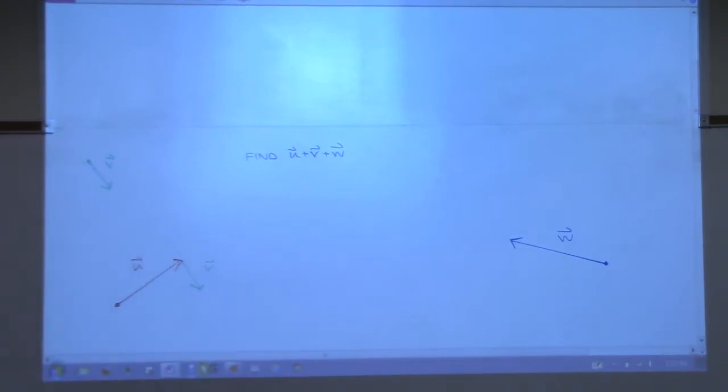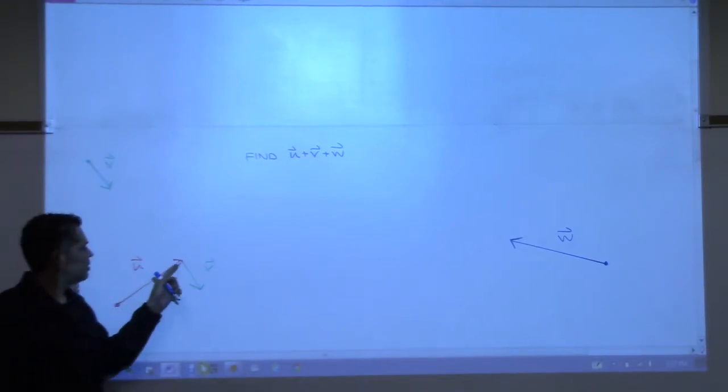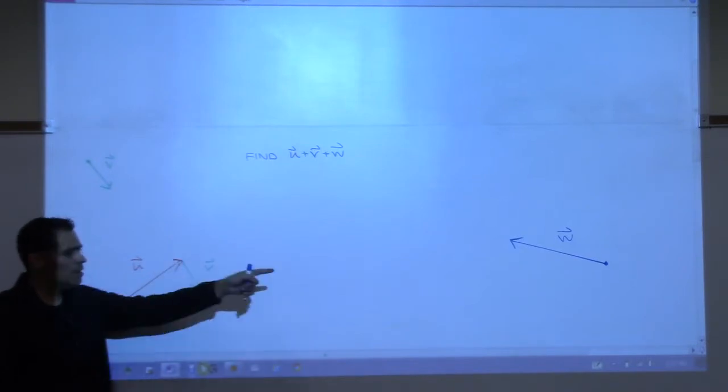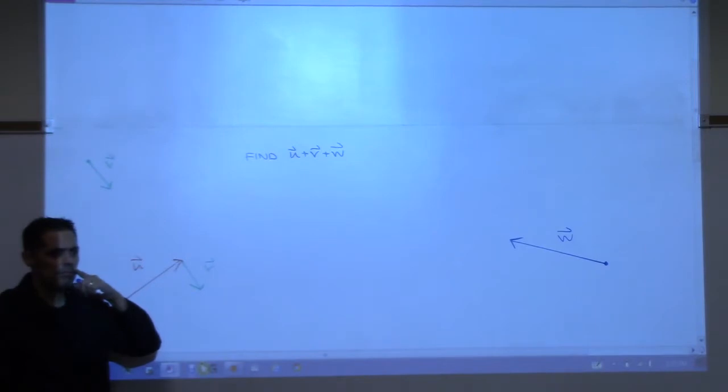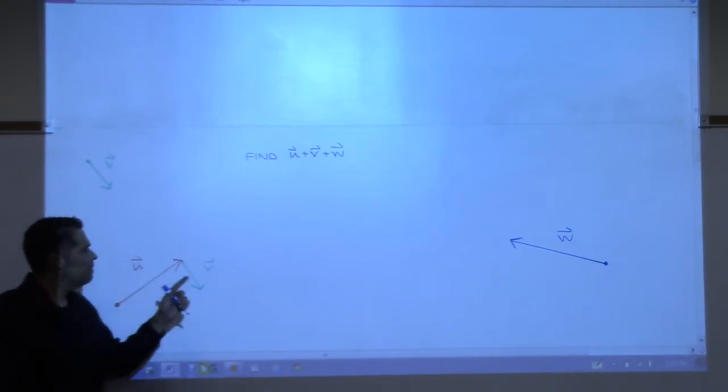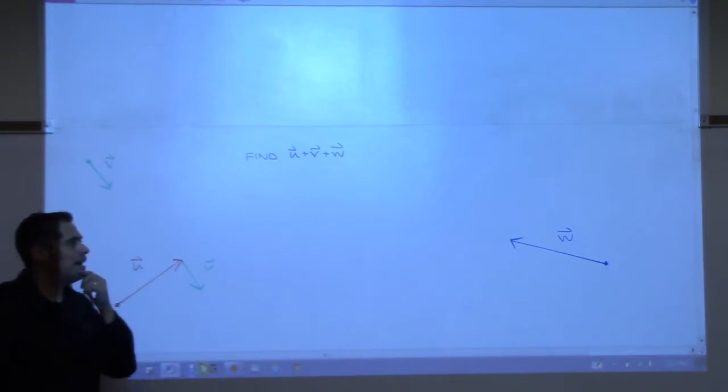Okay. And now what? Add w. So how do you want me to add w? Can you intersect the tip of vector u and the tail? So do I do tip of u and tail of w? Tail of w to tip of u. Tail of v to tip of w. I don't think so. That wouldn't work. Okay, let me ask you this.